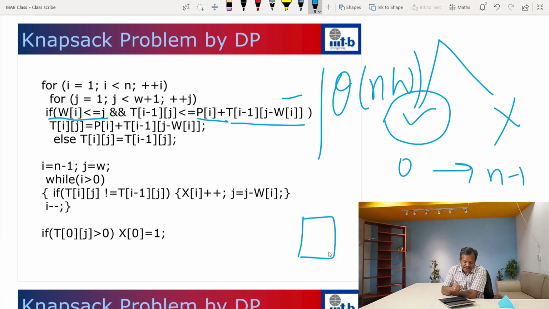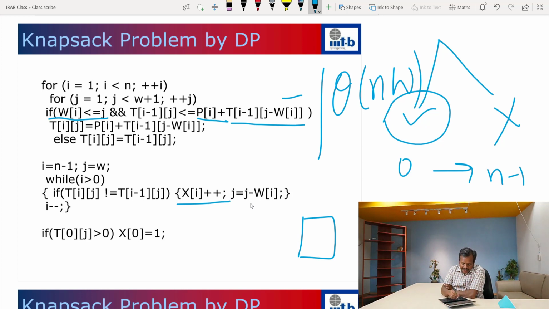So if T of i comma j is equal to T of i minus 1 comma j, then I know that I have not used the ith item. I have used the ith item only when T of i comma j is not equal to T of i minus 1 comma j. That means that I have used the ith item. I remember that x of i will be incremented to 1 here. We will initialize x of i to be 0 for all the values of i, and when this condition is true, it essentially implies that we have picked the ith item.